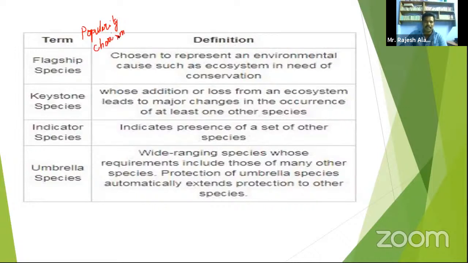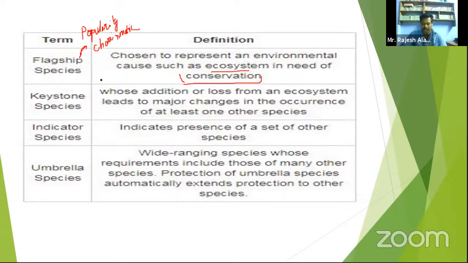If one particular species is declared a flagship species, obviously all other related species will be conserved and protected. It is chosen to represent an environmental cause, the need of an ecosystem. If a polar bear is conserved and protected, it means the entire polar area has to be conserved. So the condition for declaring it is its popularity, its attraction or charisma.